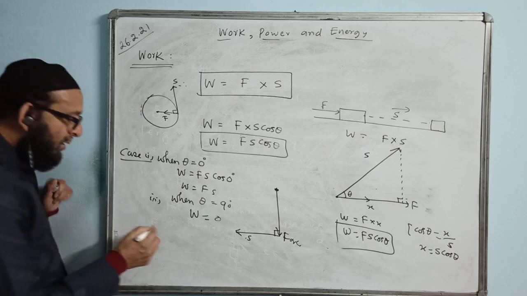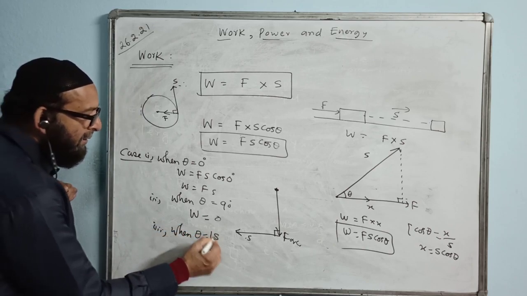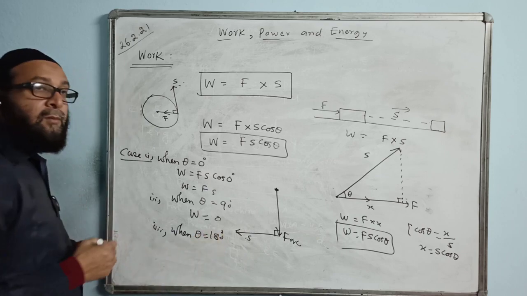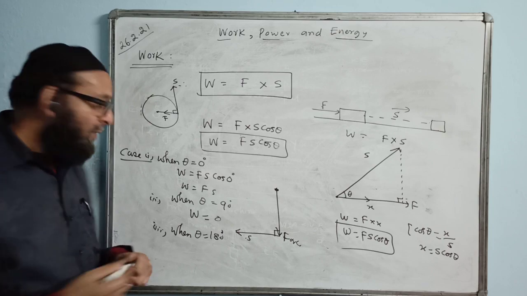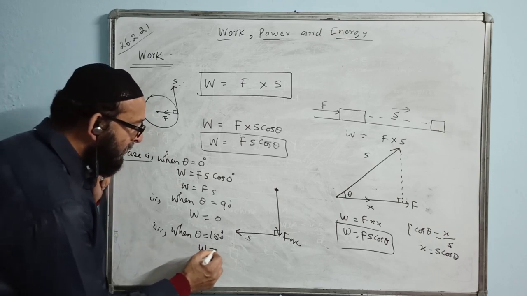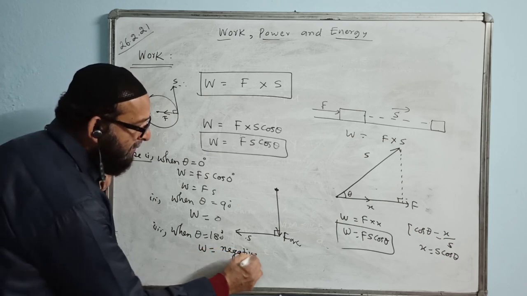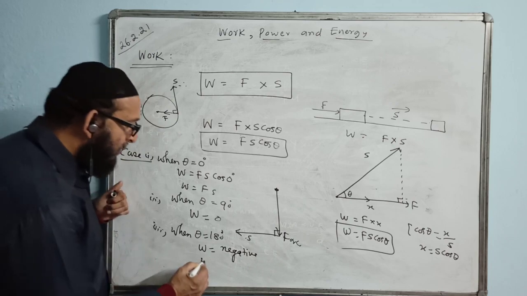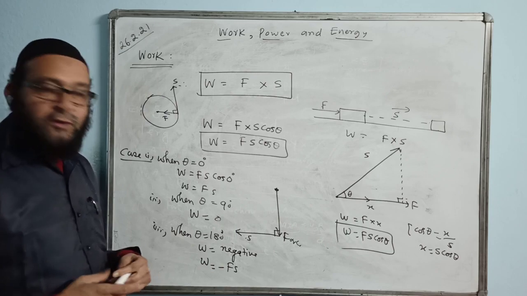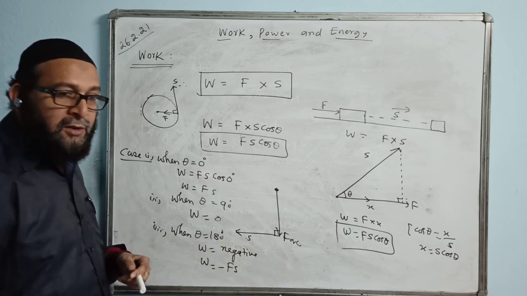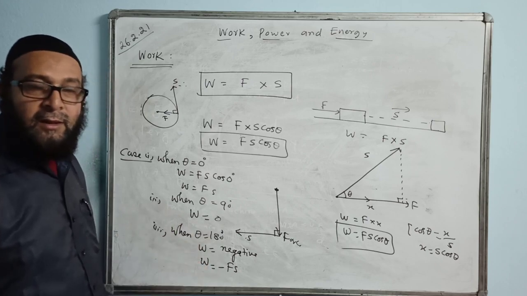Okay. Now the third case we have: when theta equals 180 degrees, that is when the displacement is in the opposite direction of the force, then the work done will be negative. Anything with a minus sign. That is, the W formula will be minus Fs. What is the example? Work done by the friction force. Friction will always act in the opposite direction of the motion. The work done by friction is always negative, because the theta value is 180 degrees.